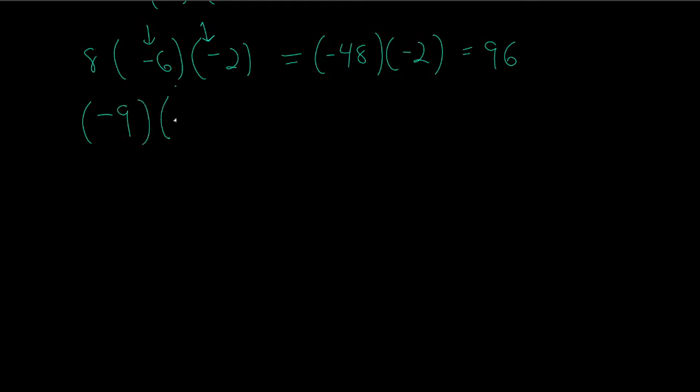Negative 9 times negative 2 times negative 1. Negative 9 times negative 2, same sign, so that's 18, times negative 1, different signs, so that's negative 18. And notice I've had an odd number of negative signs. My answer is negative.